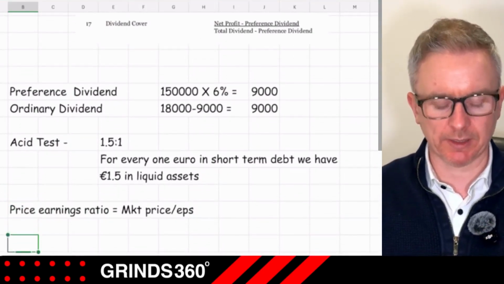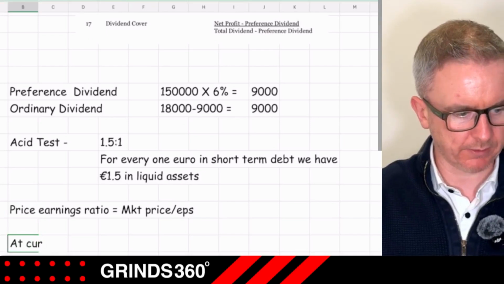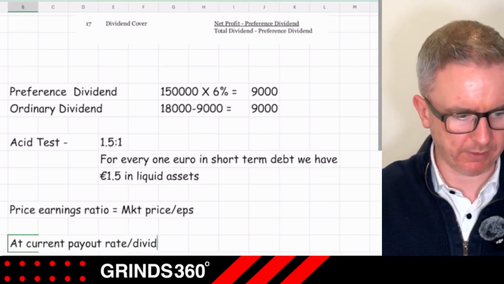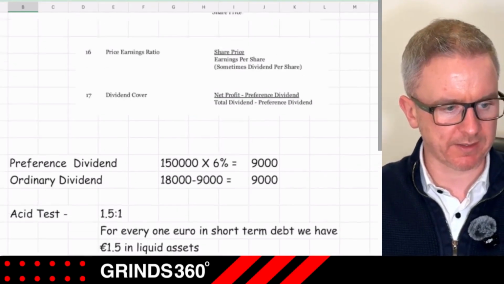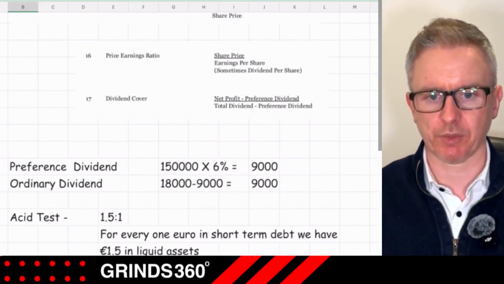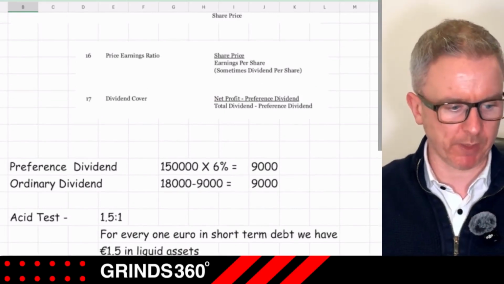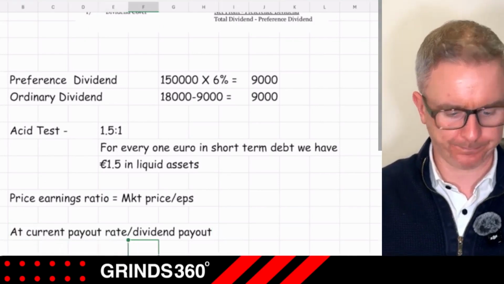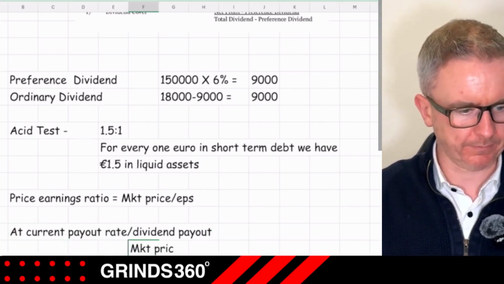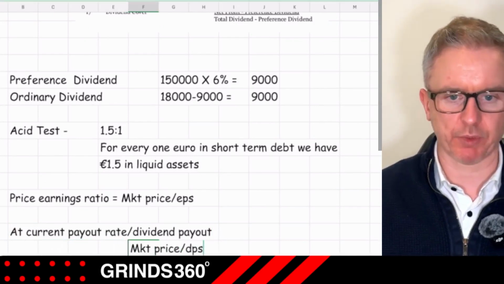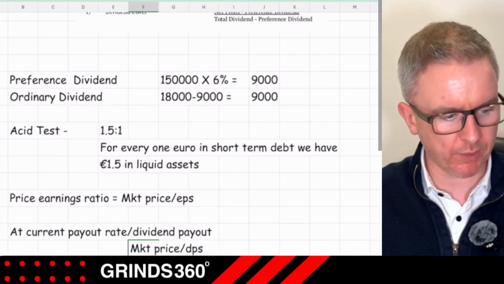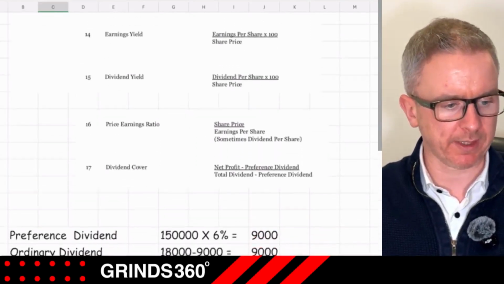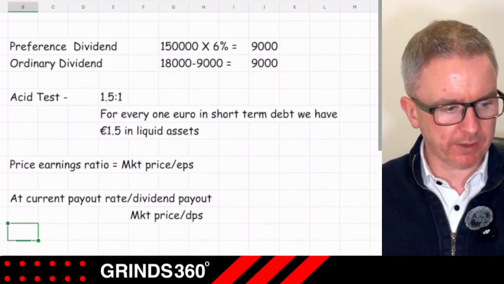They can put in a little line where they say at the current payout rate, okay? Or the current dividend payout. In that case, we're going to divide it by our dividend per share. So you just need to be careful that you read that properly. Okay, so if it says that it's going to be my market price divided by the dividend per share. So if that comes up, you need to be able to work out the dividend per share first and then come back into that.